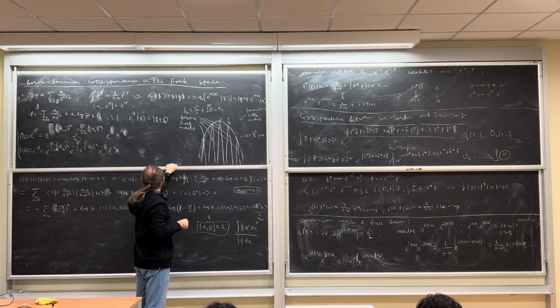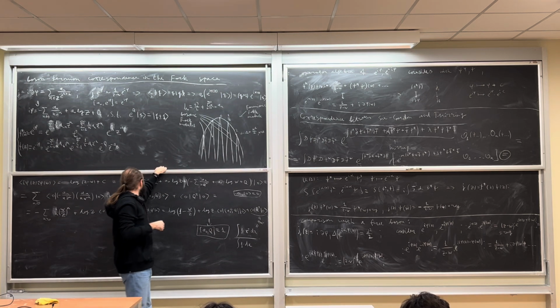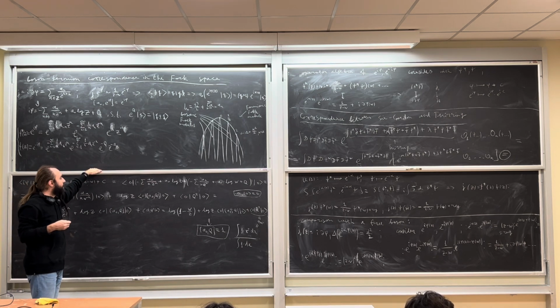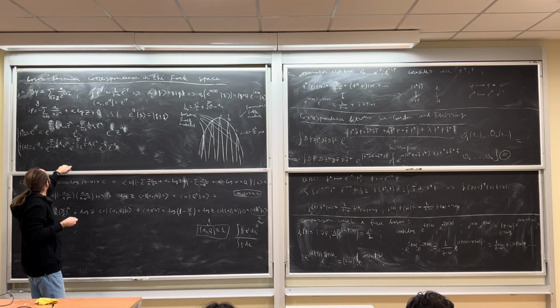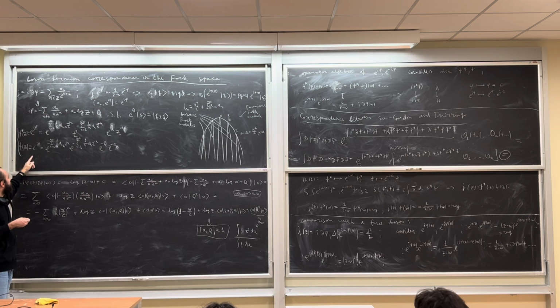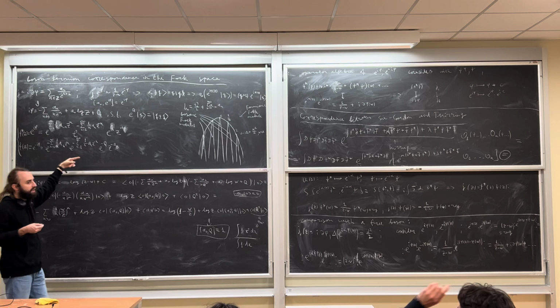If you have, so the question is what is the charge of a vacuum, of some state which is killed by all components of psi and psi star. So the basic question is what is the OPE of psi and psi star around z equals 0.